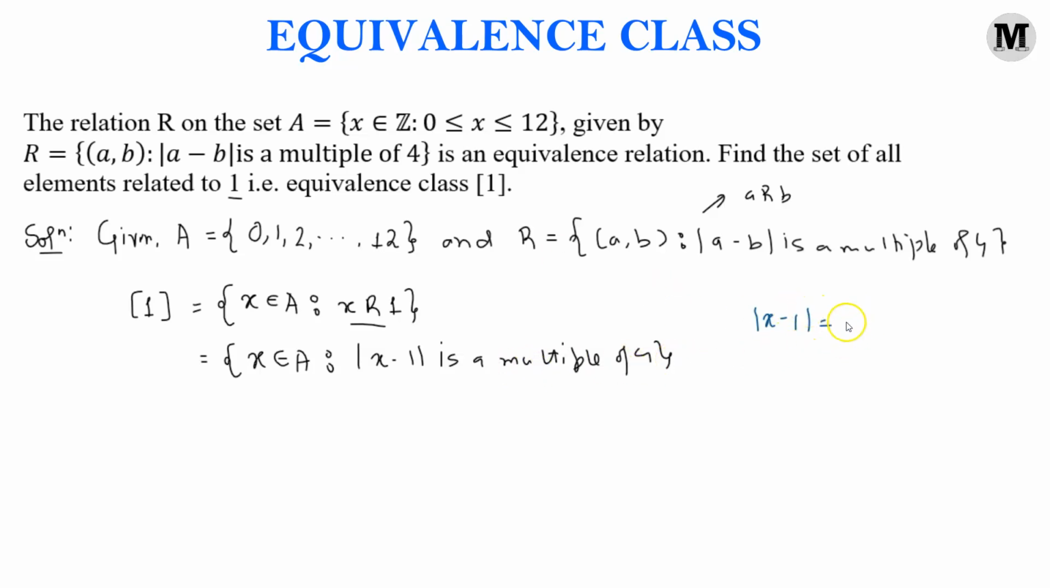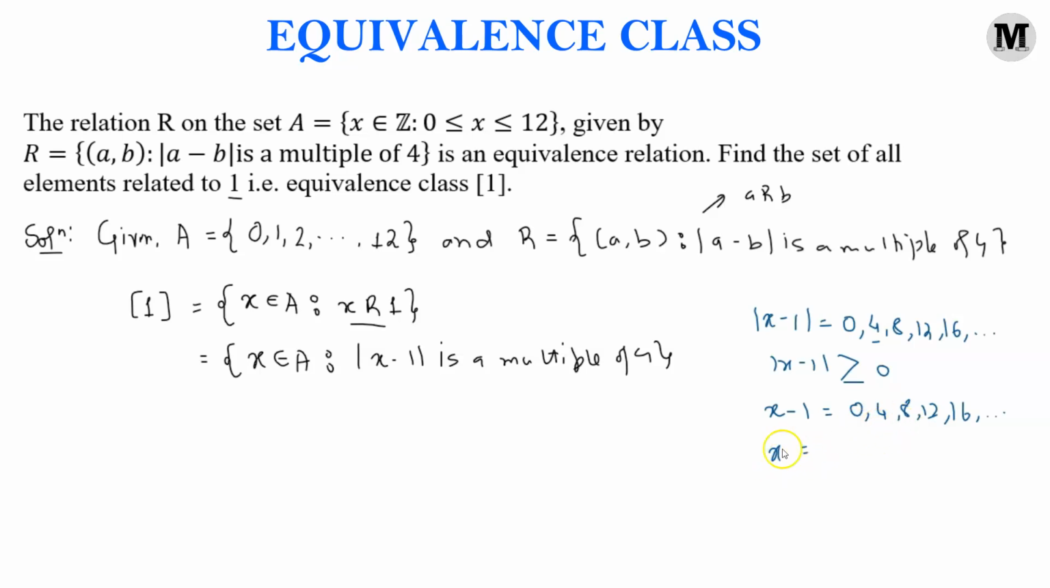Now, what are the multiples of 4? Multiples of 4 are 0, 4, 8, 12, 16, and it is going to continue. These are all multiples of 4. And we are considering only non-negative values here because the absolute value is never negative. That means the absolute value of x minus 1 is always going to be greater than or equal to 0. That's why we're considering only these values. Or in other words, we can say x minus 1 is going to be equal to 0, 4, 8, 12, 16, and so on.